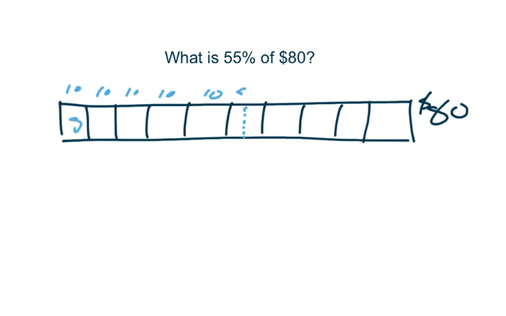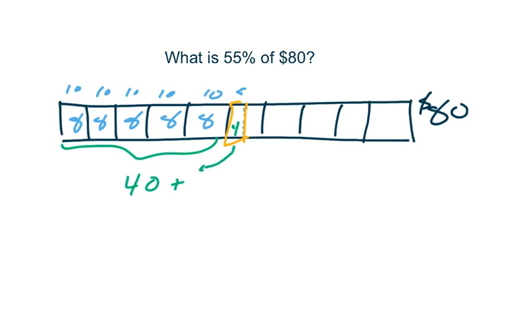So we know that every box represents 8. But we only need half of this box, just this part right there. So how much is half of 8? We find out that that's 4. So these boxes right here would be 40, and then we take that extra little amount right there to make the 55%, and that's another 4. So what is 55% of 80? That's going to be $44.